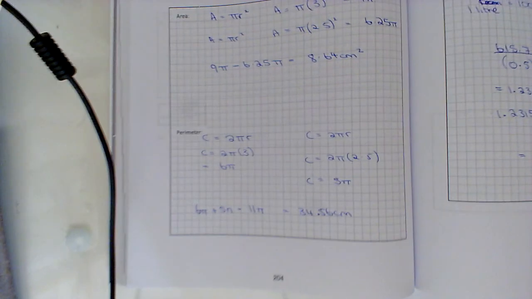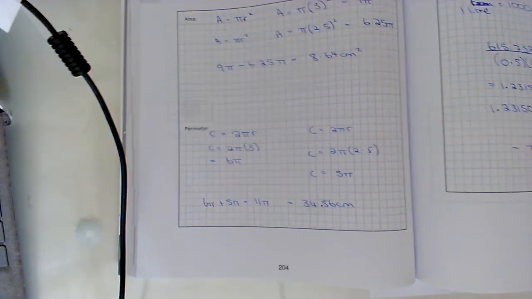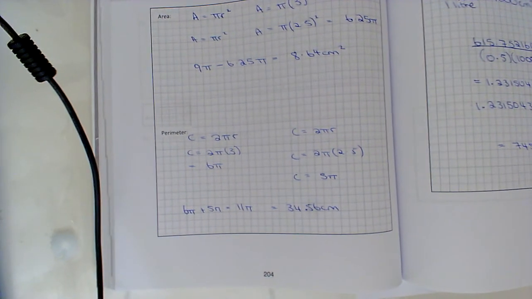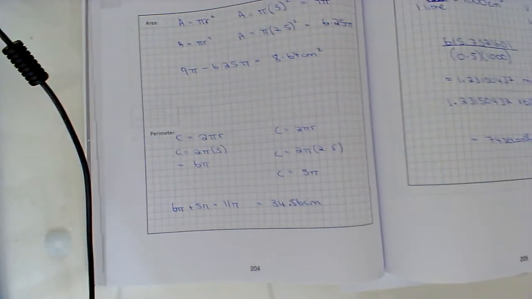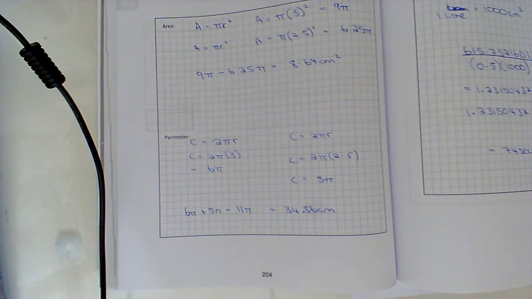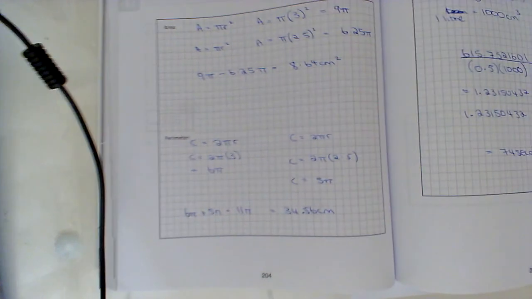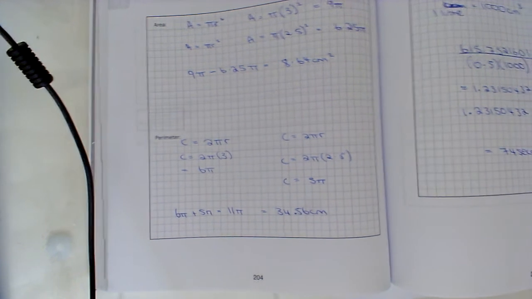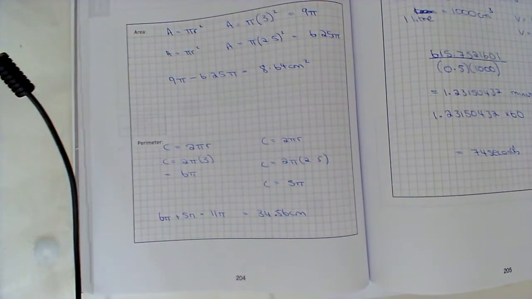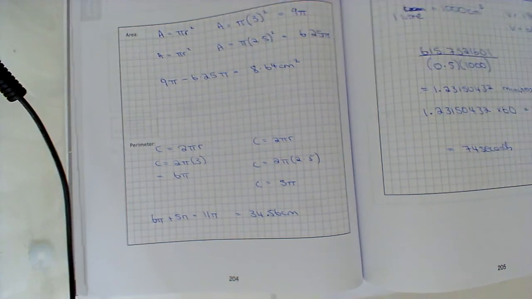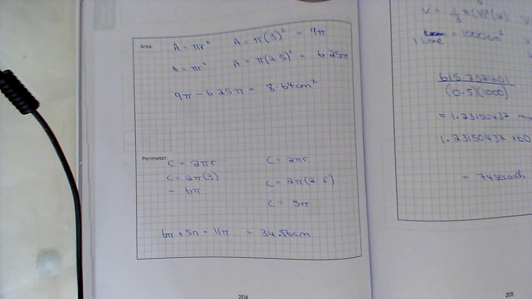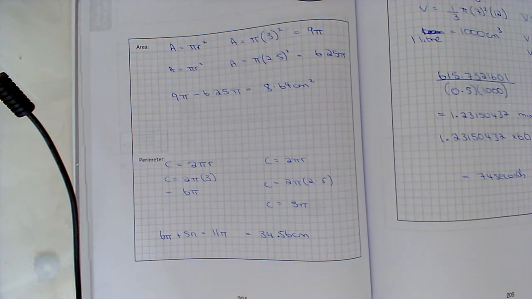Now I'm on to perimeter. So for perimeter, I'm dealing with a circle, so that's my circumference. My formula is 2 pi r, and like above with the area, I need to get the perimeter of 2 of them. So c is equal to 2 pi times radius 3, and I'll get 6 pi. Then c is equal to 2 pi bracket 2.5, and I'll get 5 pi. I add those 2 answers together, 6 pi and 5 pi, to get 11 pi, which is 34.56 centimeters.